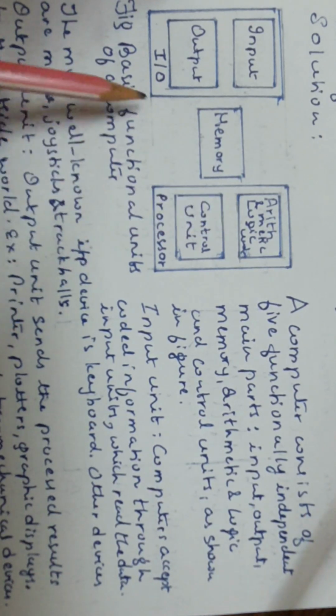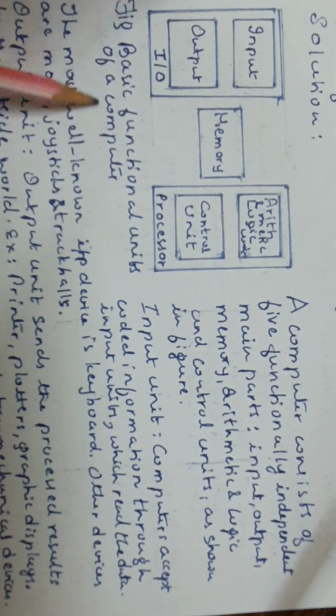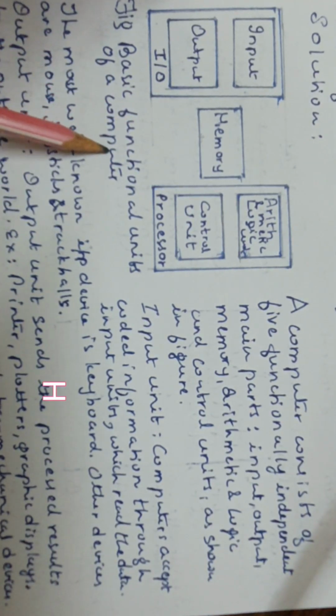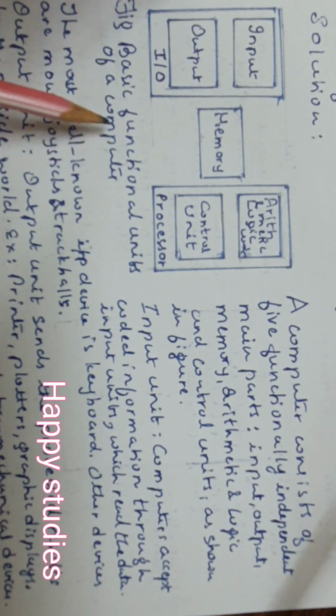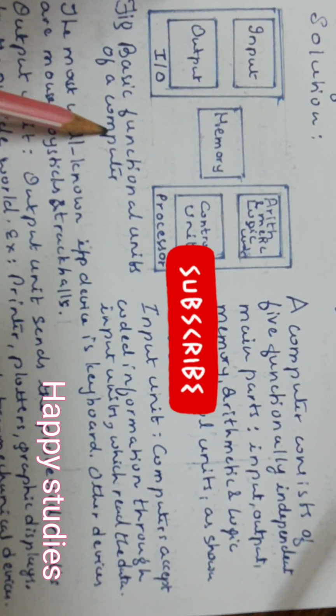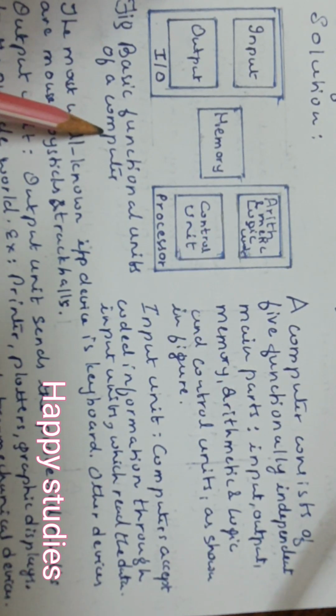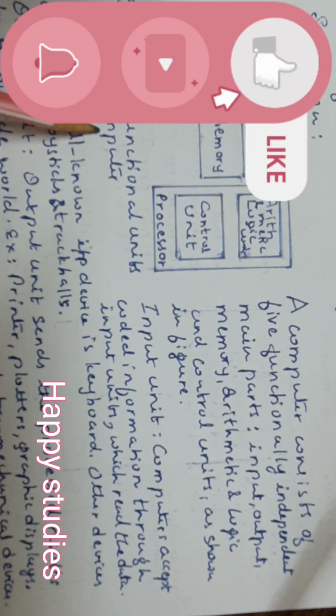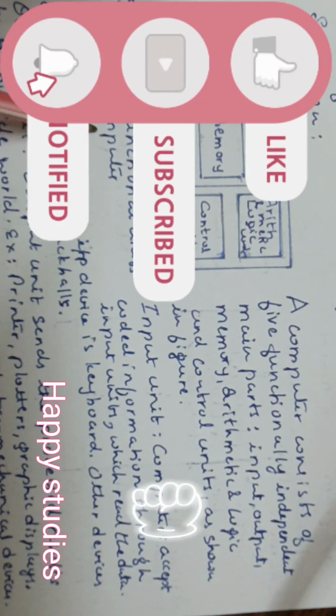Okay. So this is all about the basic functional units of a computer. That completes the discussion of question number 5 A, B, C for a total of 20 marks. I hope you understood. Thank you.